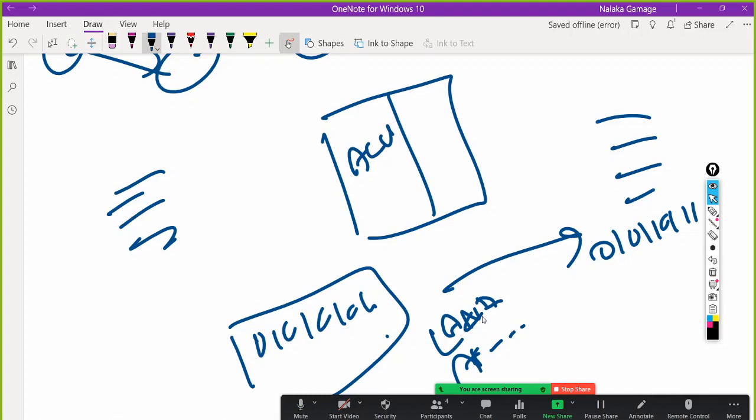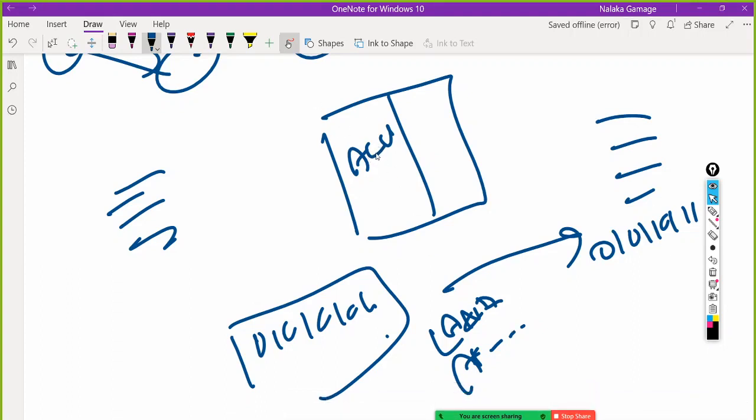This ALU has millions or billions of transistors. These transistors are assembled to create those gates. Not just one NAND gate, we have millions of gates so that we can make it do this processing faster.